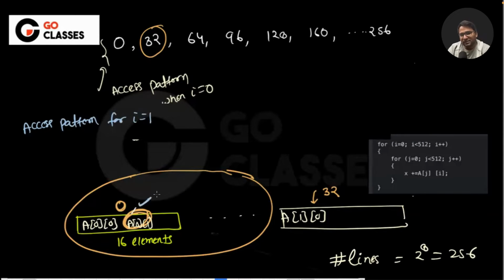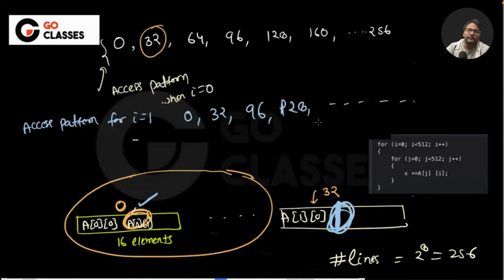You will access this element, then you will access this element, and so on. So what is the access pattern in terms of block number? I think it will be the same, isn't it? It will be the same. So for I equal to 1 also, it is 0, 32, and 96, 128, and 160, and so on, right?